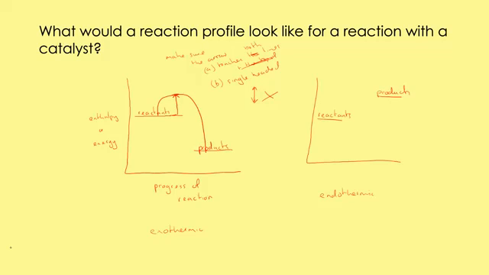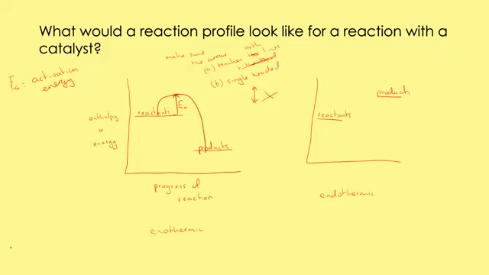So if we add a catalyst, what happens? If we add a catalyst, the reactants and products stay in the same place. But this label here, we sometimes give it the symbol capital EA. So that is the activation energy. That's the normal reaction. If we add a catalyst, what we're doing is we're reducing the activation energy.